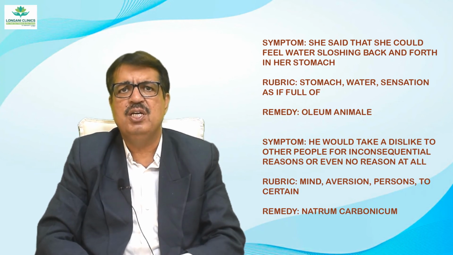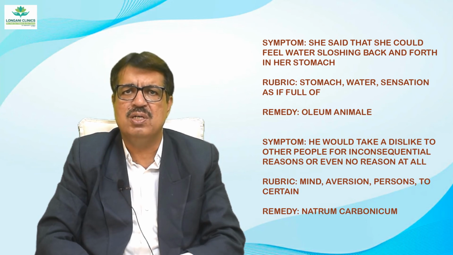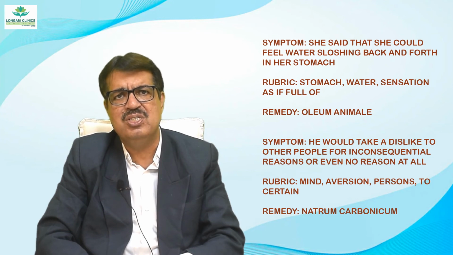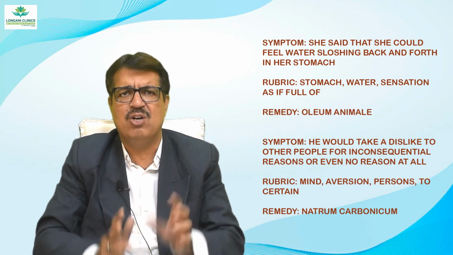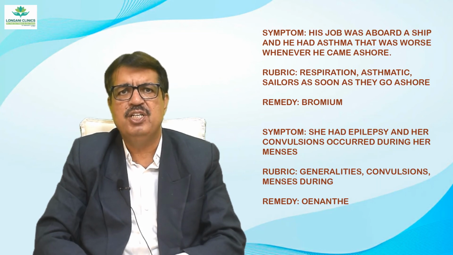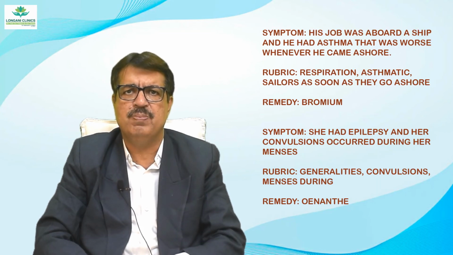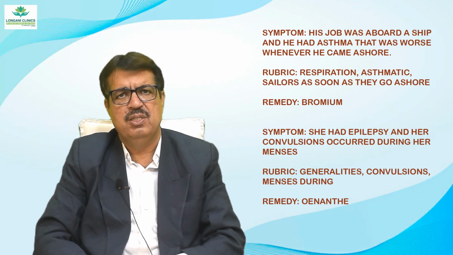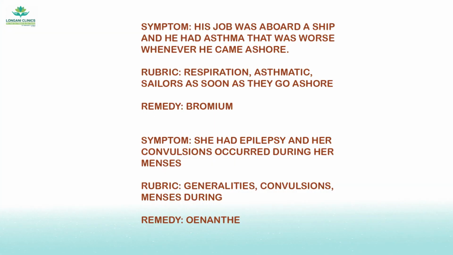Next symptom: he would take a dislike to other people for inconsequential reasons or even no reason at all. The rubric: mind, aversion, persons to certain. The remedy is natrum carb. Next symptom: his job was to sail on a ship and he had asthma that was worse whenever he came ashore. The rubric: respiration, asthmatic, sailors, as from.